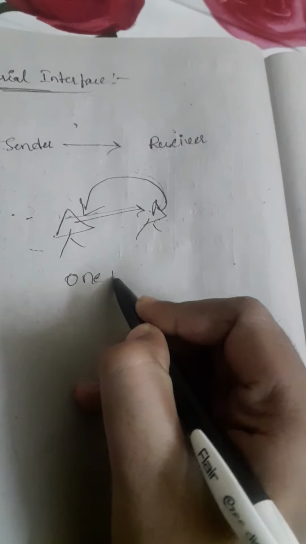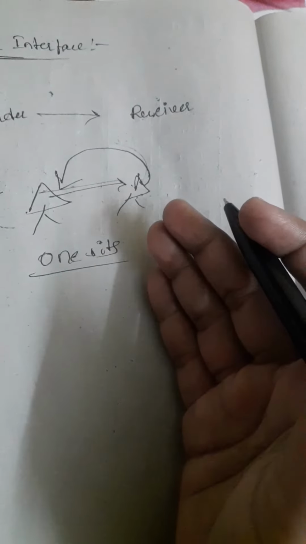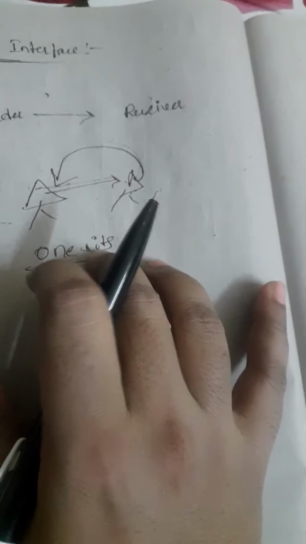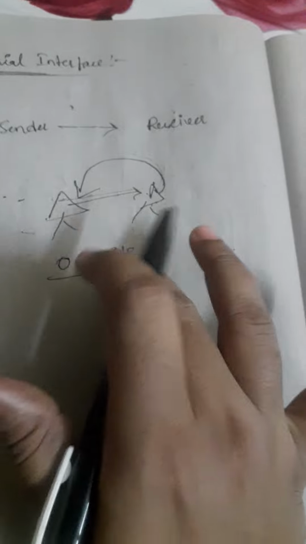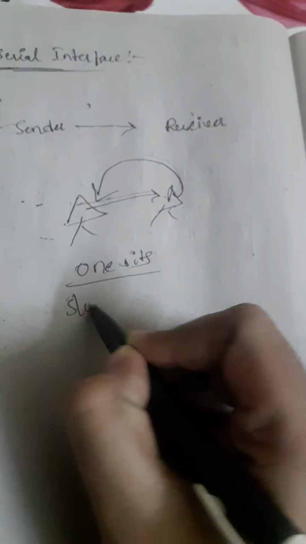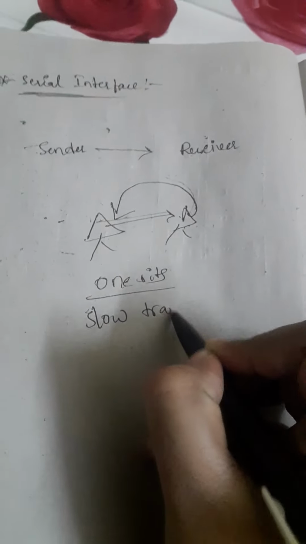And in parallel ports, many bits of data can be transferred at a time. Here, the transfer of data can take place only one bit at a time, whereas there it is more bits at a time. So there is no multiple transmission here. Simply we can say the drawback here is slow transmission. This is the drawback of the serial interface.